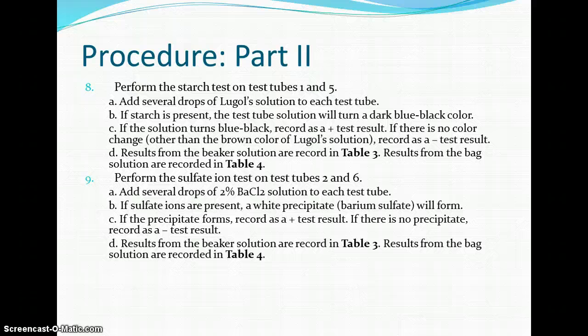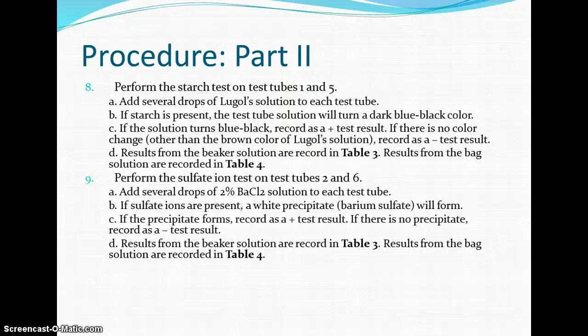So what we then would do, we tested for starch in test tubes 1 through 5. To do that, we had to first add several drops of Lugol solution, and if starch was present, then the test tube would turn a dark blue or black color, and that meant that it was positive. However, if it only changed into a brown color, then it would be recorded as a negative result.